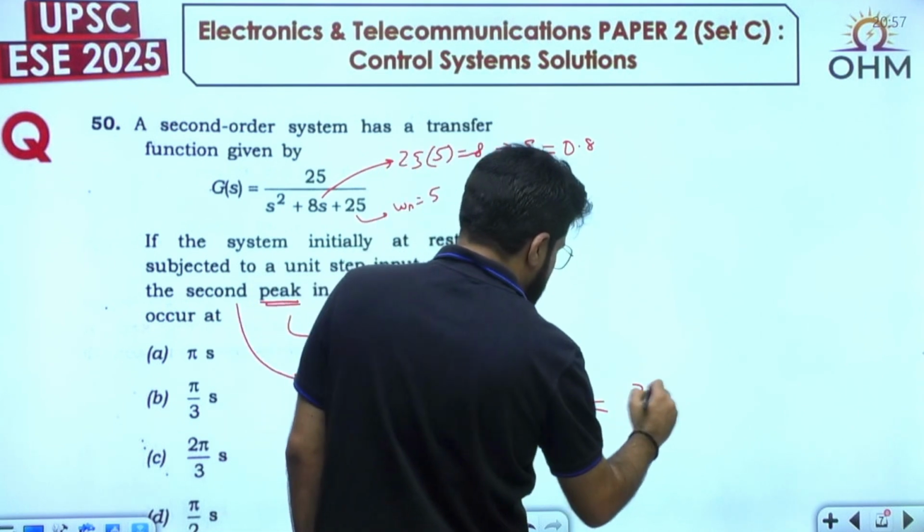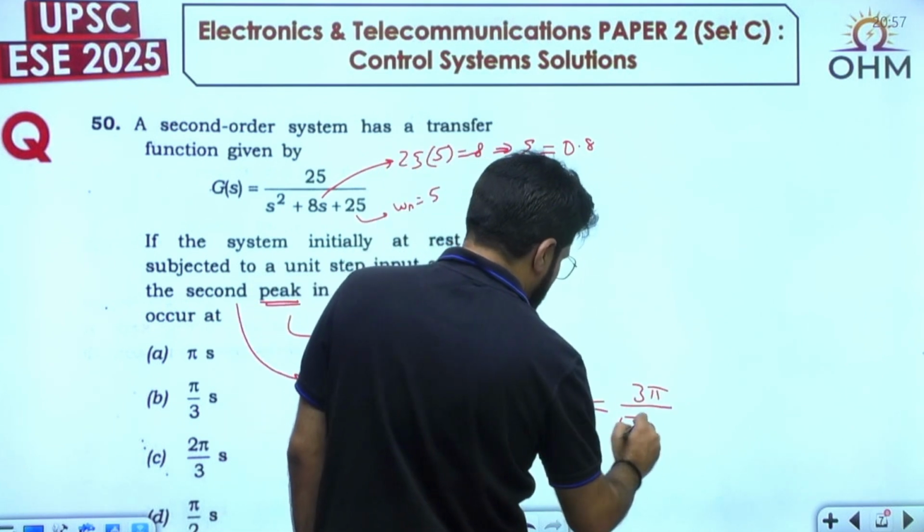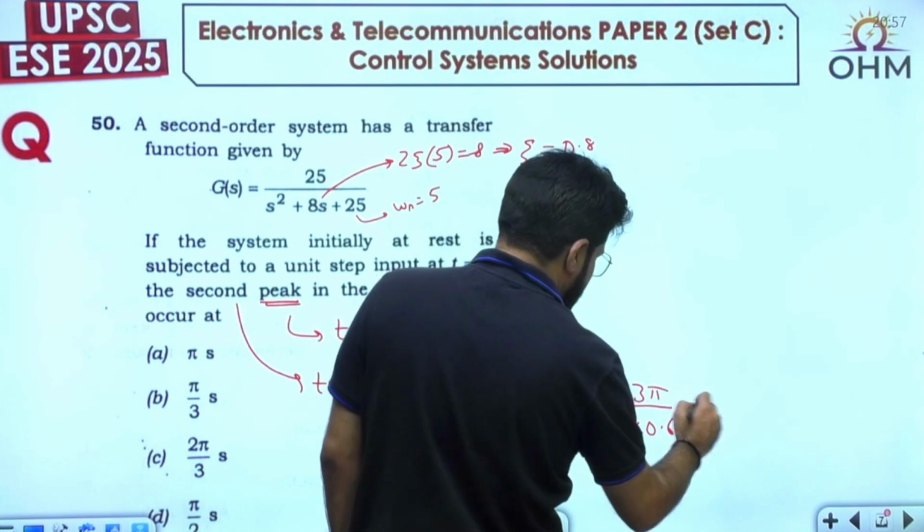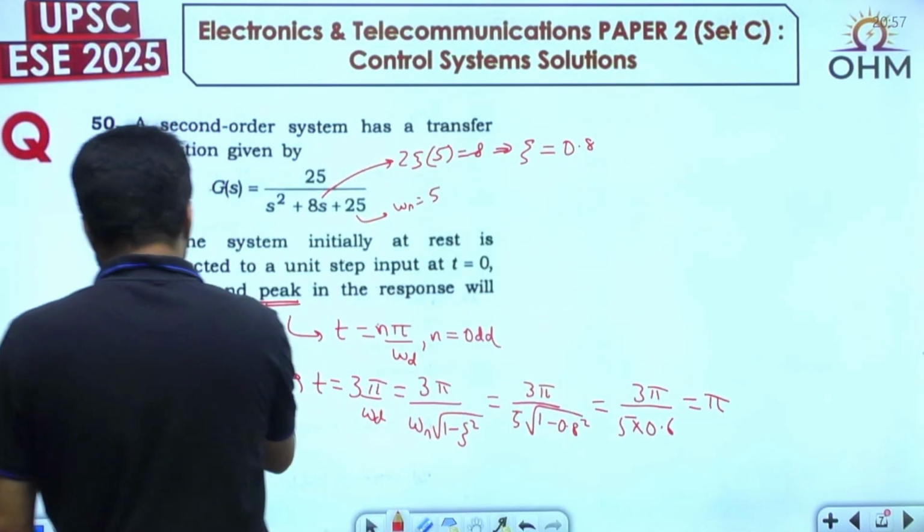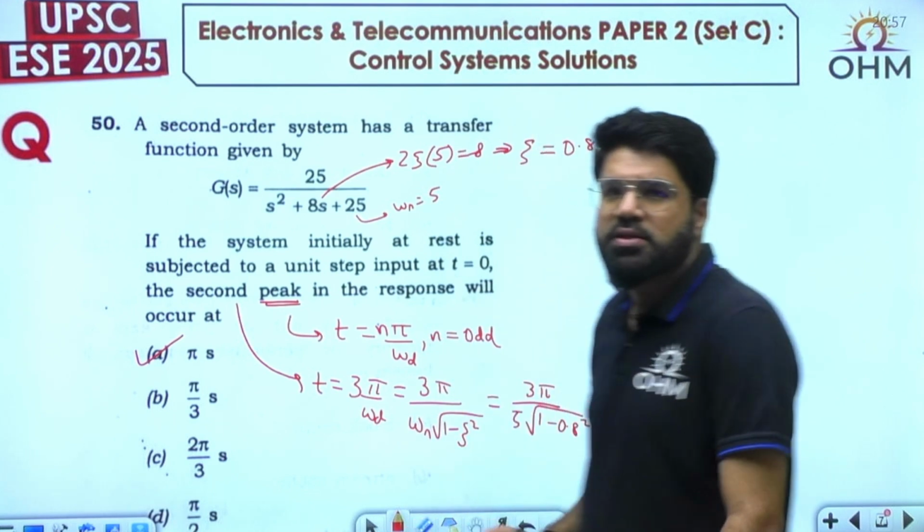So this becomes 3 pi upon 5 under root 1 minus 0.8 square, which is 0.6. 5 into 0.6 is 3, and the 3 and 3 cancel. The answer has to be pi. Option number A. Option number A, answer is pi.